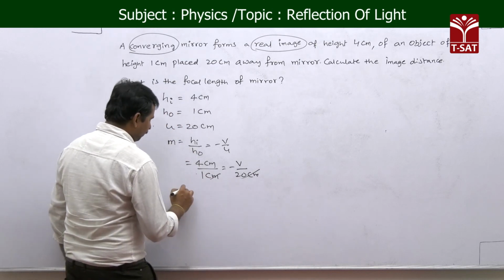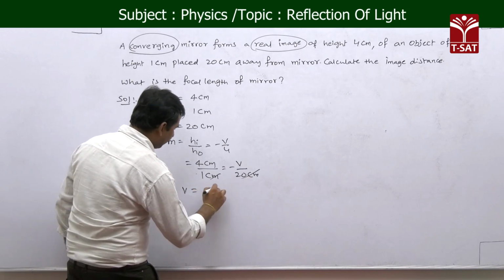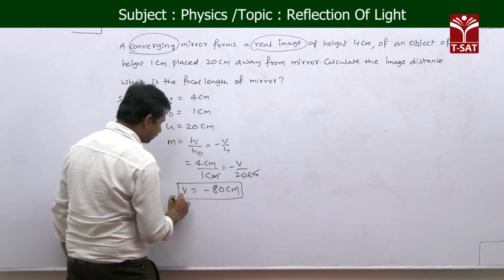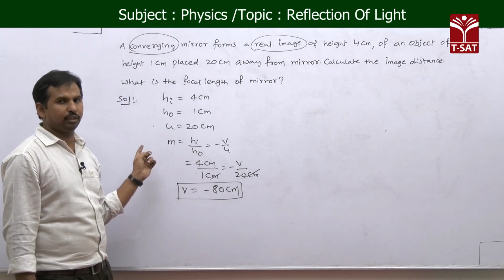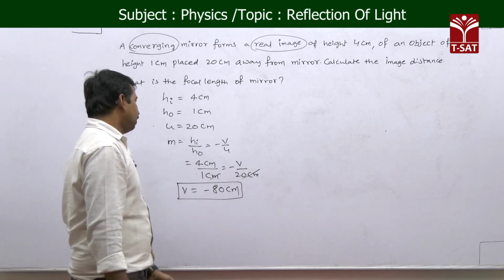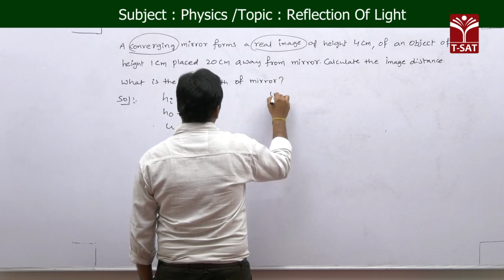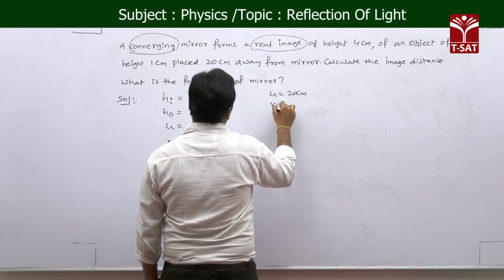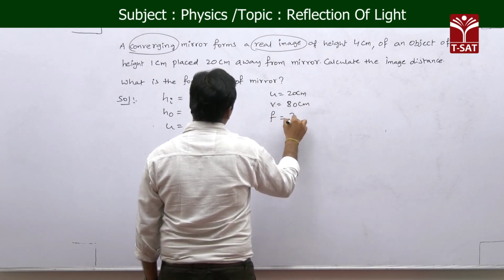Then bring this v this side, then 20 into 4 is 80. Then v we got is minus 80 centimeters, whereas minus represents that the image is forming on the same side. Okay. Now, we got v value, and u is given already as 20 centimeters. Now v we got as 80 centimeters and we need the focal length.